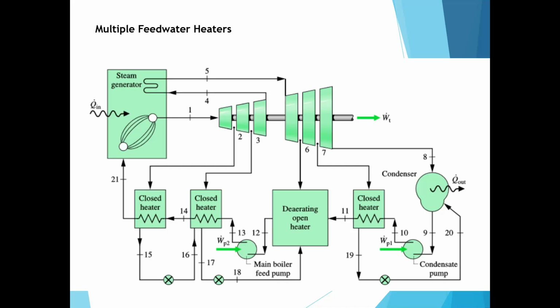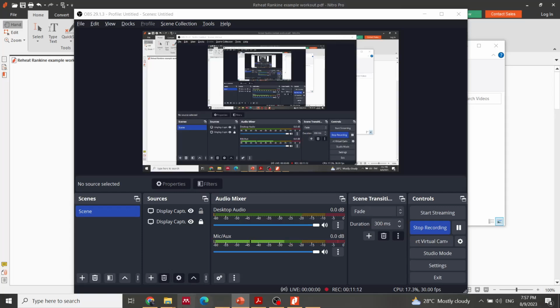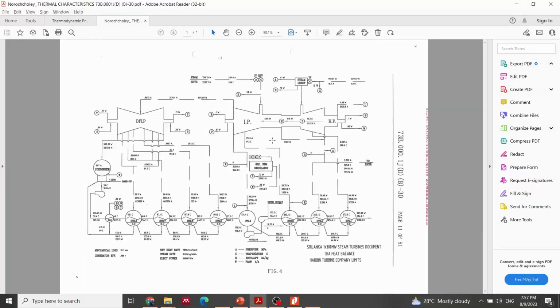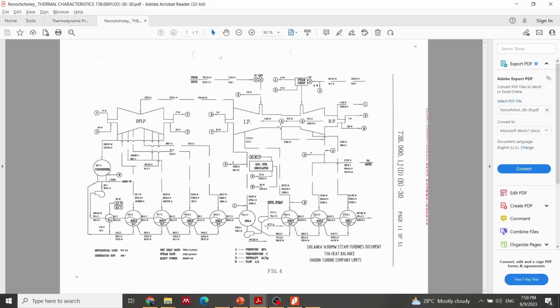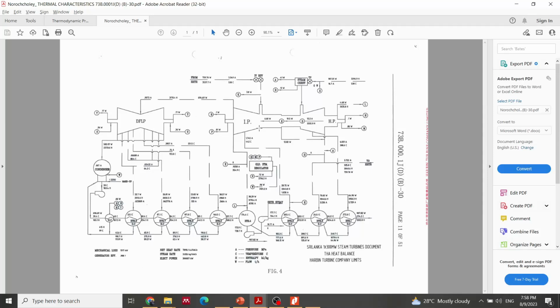Now I will show you one of the diagrams. So this one is the diagram for the Norachole power plant, right? We have three identical sets of 300 megawatt steam turbines. So this is one set of turbine, right? By looking at this, you may feel that it is very complex, but if you break things down a little bit, you will be able to understand.